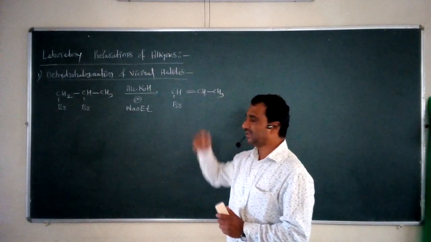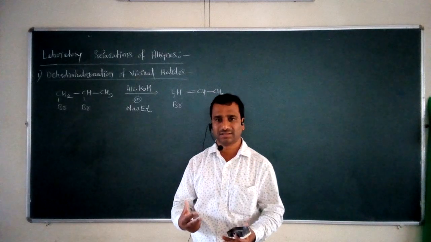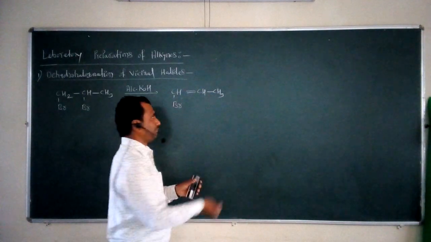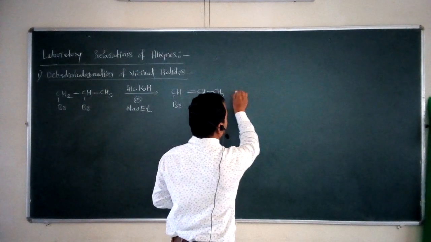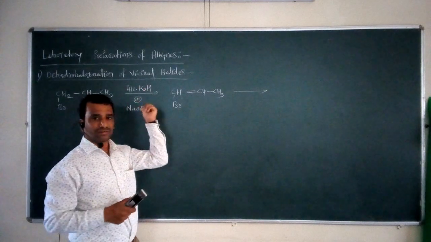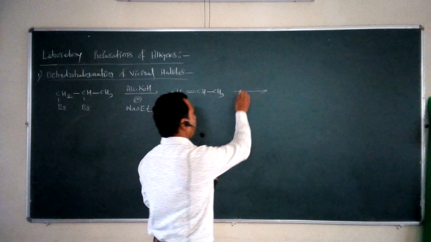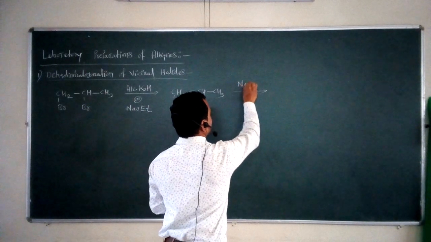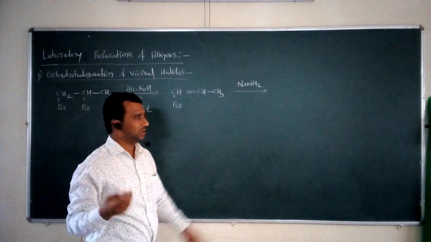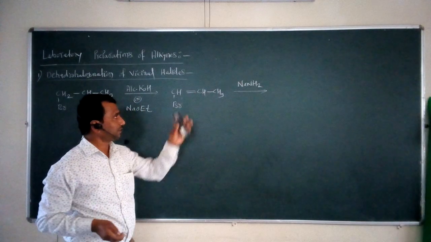This is called dehydrohalogenation, meaning we obtain an alkene compound, but our main aim is to form the alkynes. So what happens? Again we have to treat this compound with a further strong base. These two bases are called weak bases. Now in this case we have to use a strong base, NaNH2 or KNH2. So I use NaNH2, and if I use NaNH2 in this case, what happens?